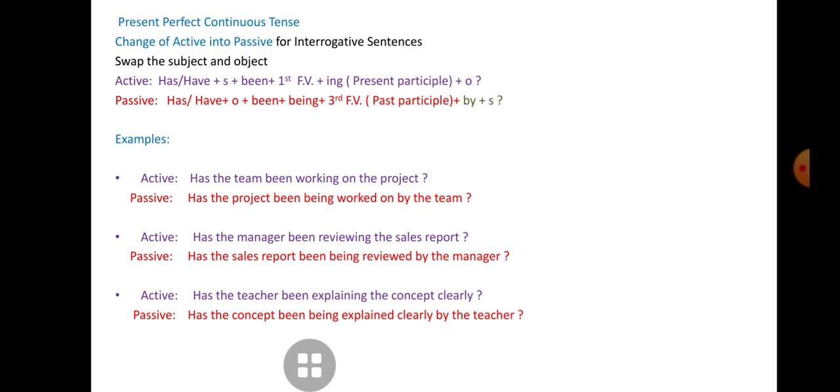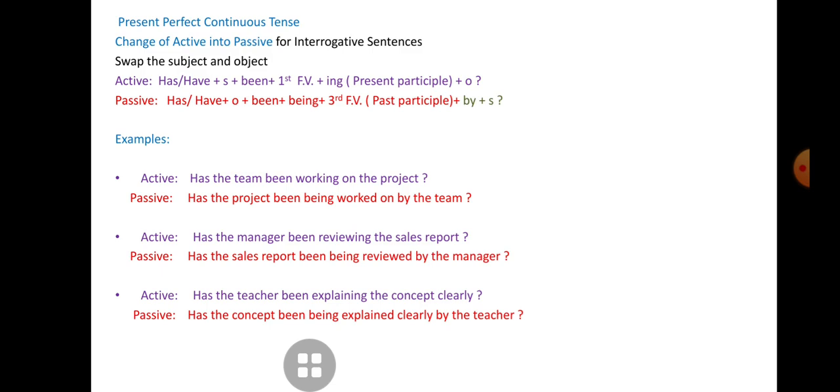Its passive voice structure will be: we put has or have plus object of the active voice, which will become here the subject basically, plus been plus being plus third form of verb plus by plus subject of the active voice. Here it has become the object.